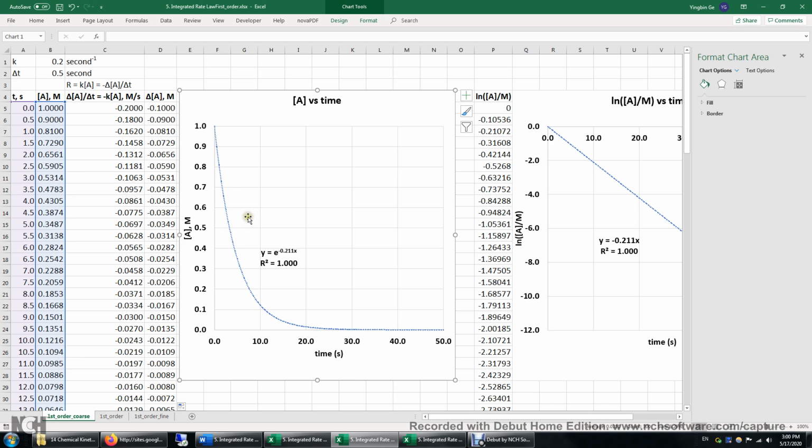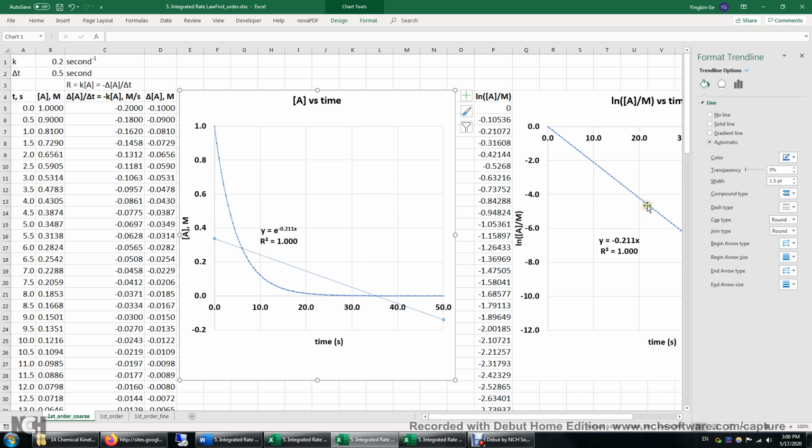And then in here, I used an exponential fitting. How do we do this? Click this plus sign and then go to trend line. And then look at exponential here. Select exponential, and then more options if we want to display the equation.